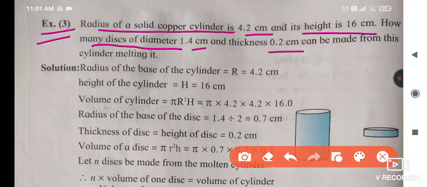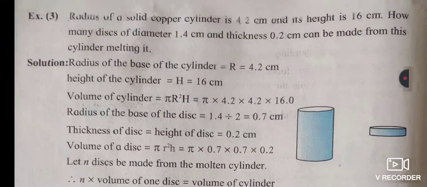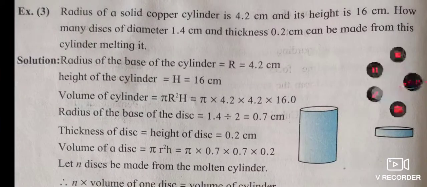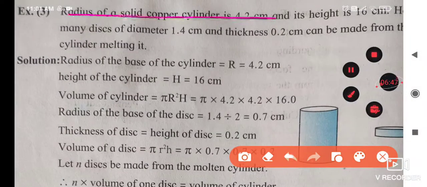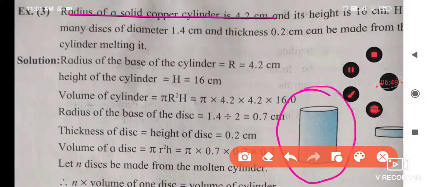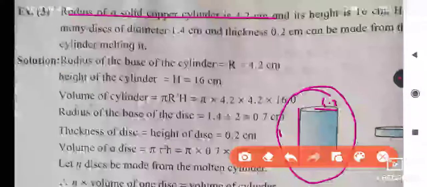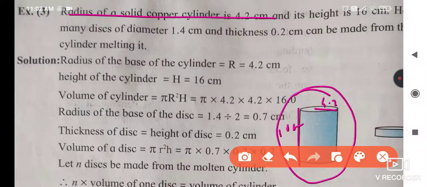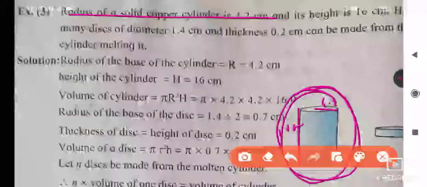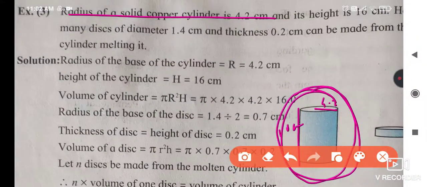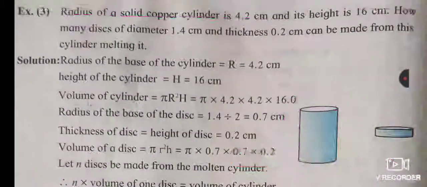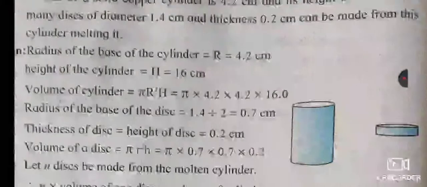by melting it. Now if you look inside this question, you will notice that a solid copper cylinder is given to us. Its radius is 4.2 centimeter. Its height is 10 centimeter. And we have to melt this cylinder and make discs of a certain shape.